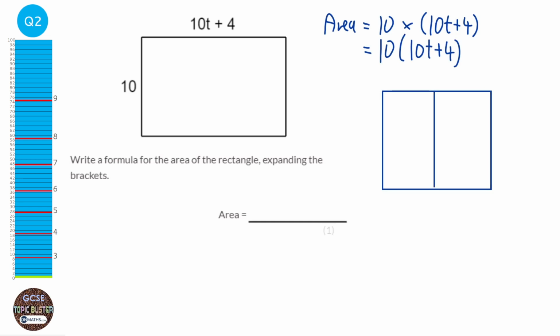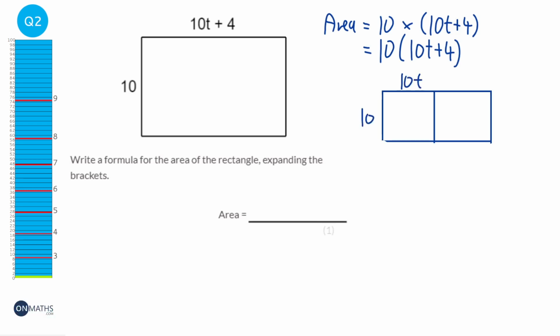I'm going to just do the grid method, but whatever method you prefer. Actually, I've done too many here. Let's get rid of that. So we've got 10 times 10t plus 4, and we're timesing them. So 10 times 10t, 10 times 10 is 100, so it'd be 100t. 10 times 4 is 40. So our answer will be 100t plus 40.